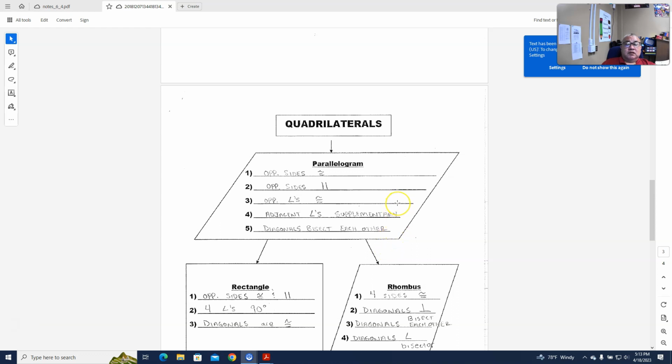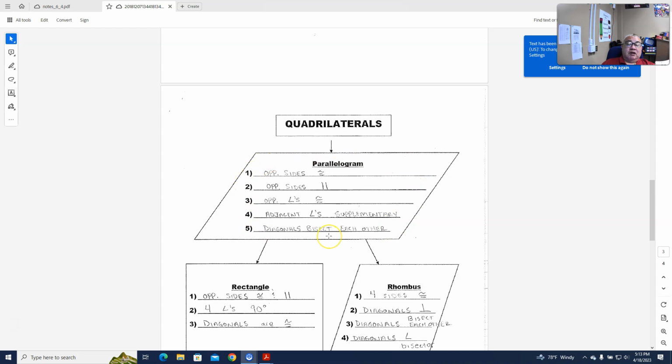This is lesson 6.4, which is special parallelograms. We have quadrilaterals. These are four-sided figures. A parallelogram has opposite sides parallel, opposite sides congruent, opposite angles congruent, adjacent angles are supplementary, and diagonals bisect each other.